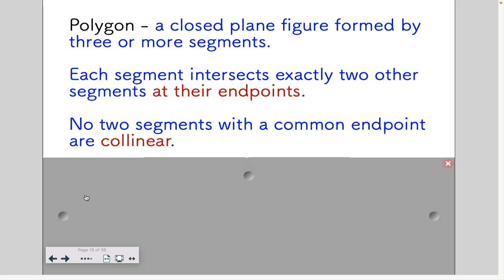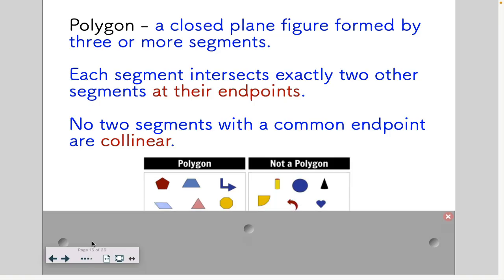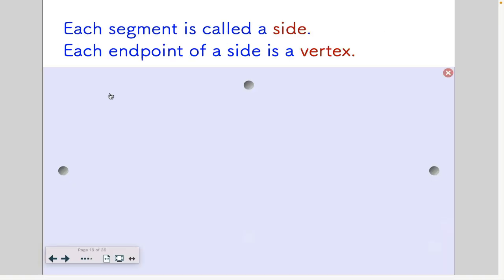Now the next 2, you probably have these, okay? Each segment is called a, I bet people know this. Ronan? Side. It's called a side. Good. Oh, I had that on the next slide. Sorry. And then each endpoint of a side is a vertex. How many of you got the last 2? I kind of figured that would be the case. That's pretty good. Okay. Good.